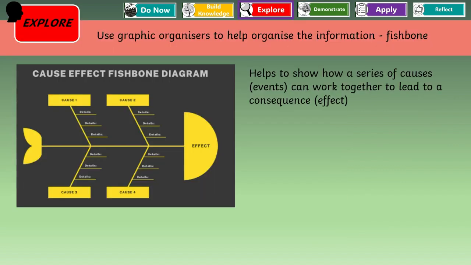Okay, the next thing you're going to do is some cutting and sticking, but it's got a purpose. We can use graphic organisers to help organise our information, and this one is a fishbone diagram, and it is very useful for looking at all the different reasons things happen to a big event or the effect. Because as historians, we know that things aren't black or white, and just one thing doesn't necessarily cause a big thing. There can be lots of different reasons, and they can all add together to create a big thing. So it helps to show a series of causes can work together to lead to a consequence.